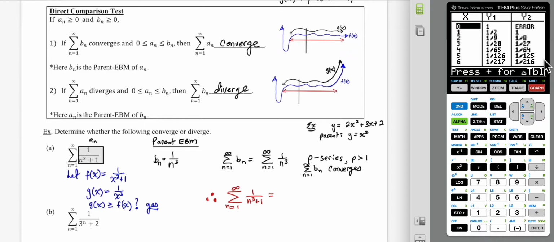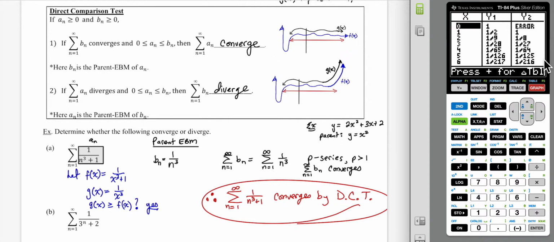So, therefore, this converges by the direct comparison test. If you write this, but you don't have any of this stuff, you haven't done your job. Keep that in mind, please. Very important.